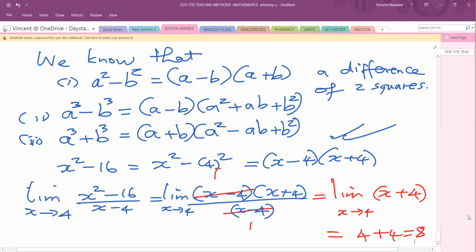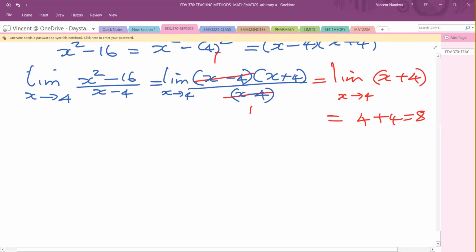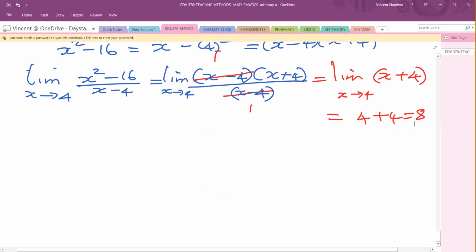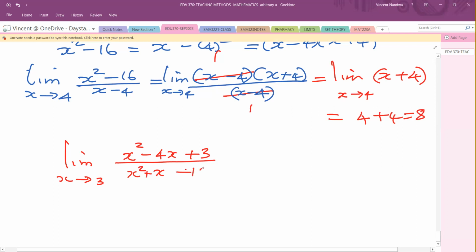Good. So we go to problem 7B. Roman 2 inatuambia limit as x approaches 3, x squared minus 4x plus 3 divided by x squared plus x minus 12.